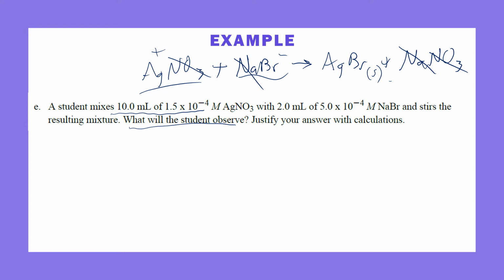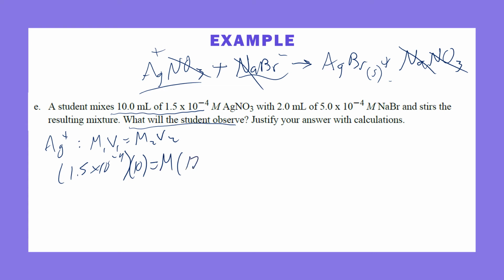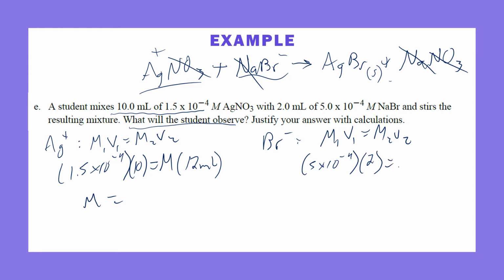new molarity when you add these two solutions together. So I'm going to do for the silver ions, M1V1 equals M2V2. My original molarity is 1.5 times 10 to the negative 4, and I have 10 milliliters of it. What is the new molarity when I'm now at a total of 12 milliliters? And then the same idea with the bromide. M1V1 equals M2V2. My original molarity is 5 times 10 to the negative 4, and I have 2 milliliters of that. What is my new molarity when I'm at 12 milliliters?